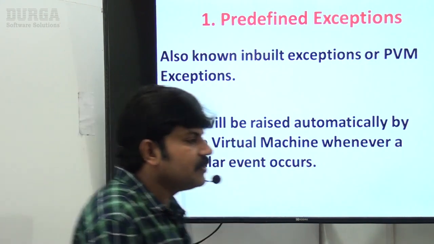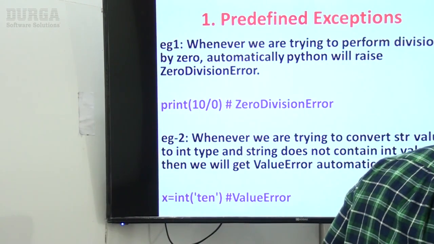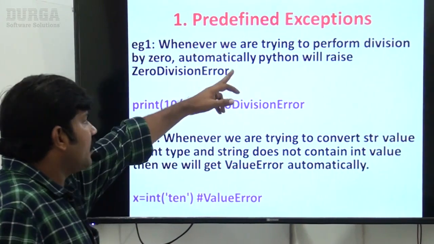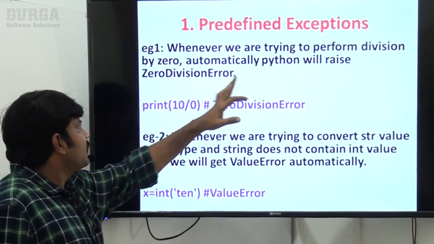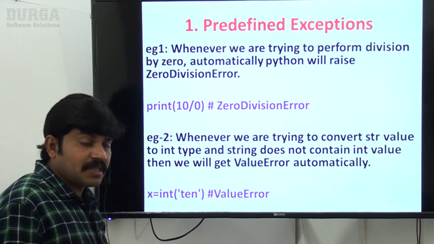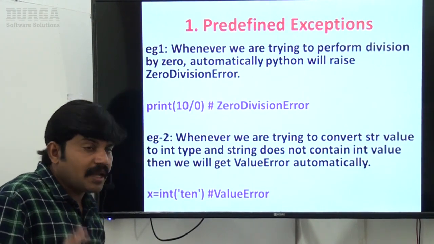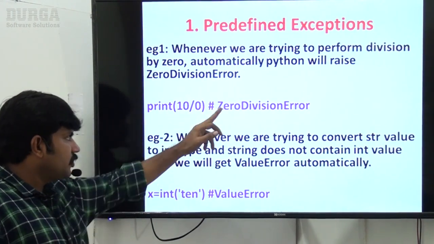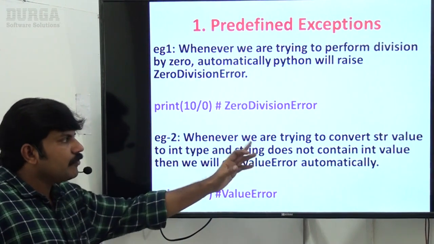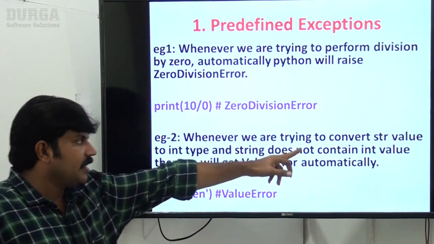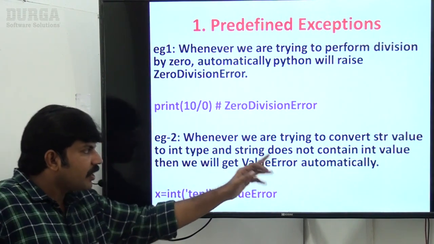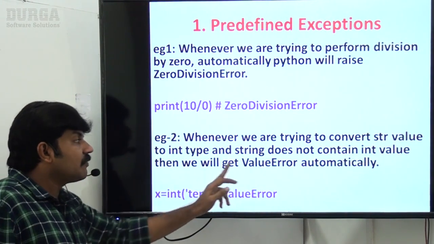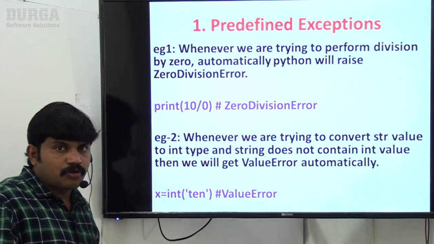Observe very carefully this example 1. Whenever we are trying to perform division by 0, automatically Python will raise ZeroDivisionError. Python means Python virtual machine will raise ZeroDivisionError. print(10/0), ZeroDivisionError. Whenever we are trying to convert a str value to int type and the string doesn't contain an int value, then we will get a ValueError automatically.